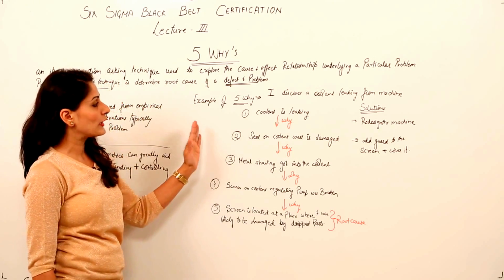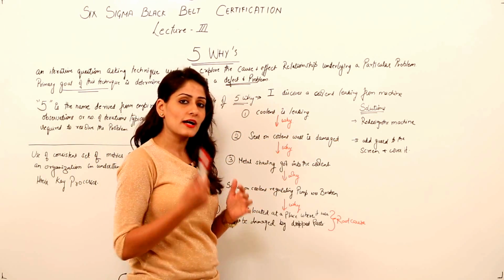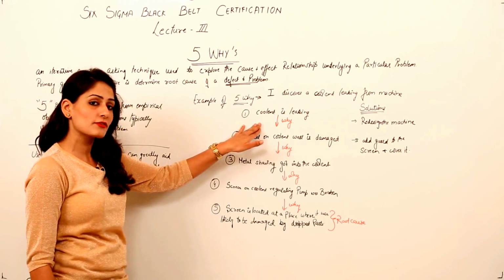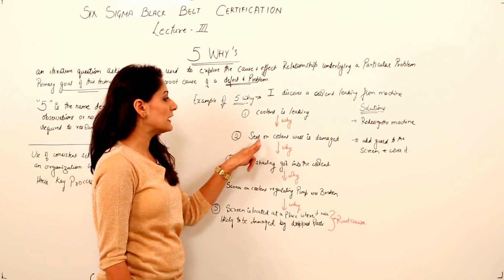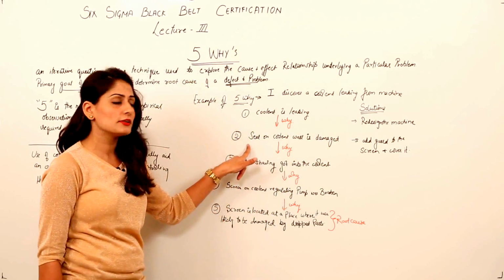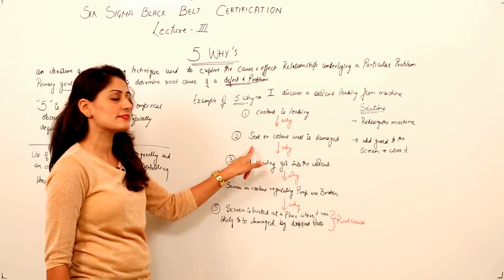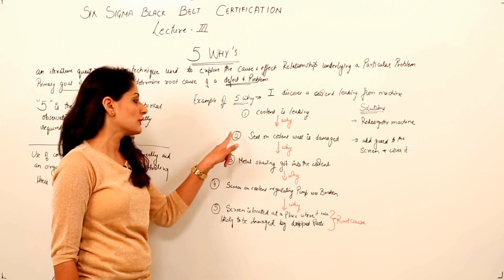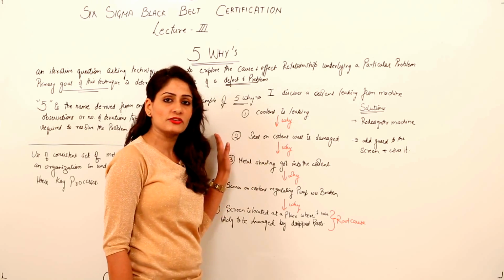So my first question would be, why is the coolant leaking? So I will conduct some tests and make some observations to find out why this coolant is leaking. So I would find out that the seal on the coolant wall is damaged. This gives the answer to my first why, that the coolant is leaking because the seal is damaged. But now again this becomes a question: why is the seal on the coolant wall damaged? What has damaged the seal?